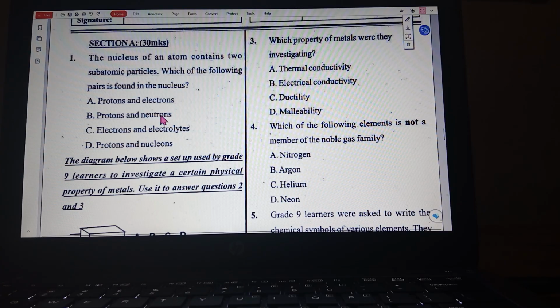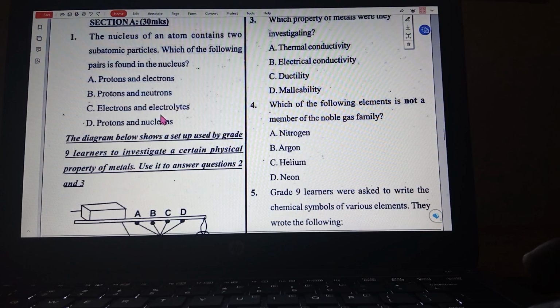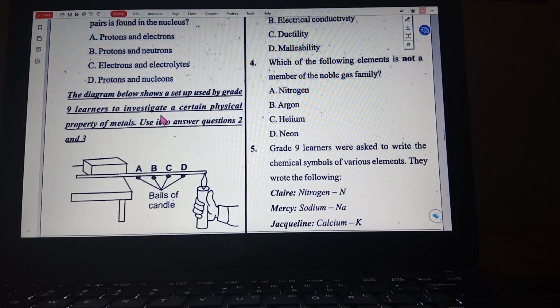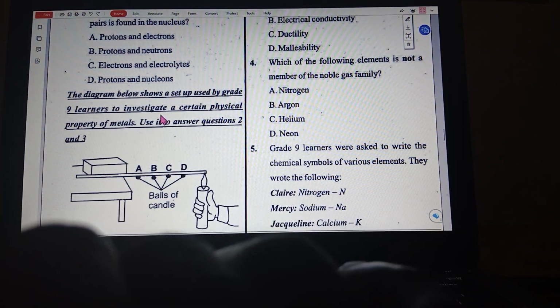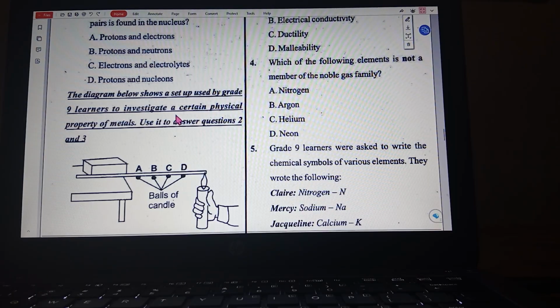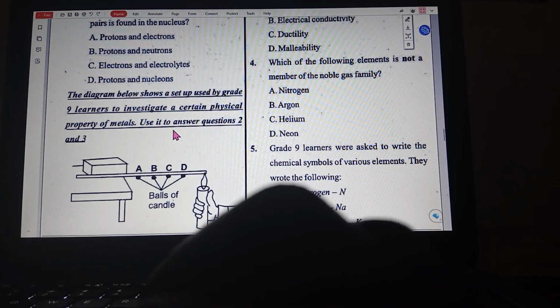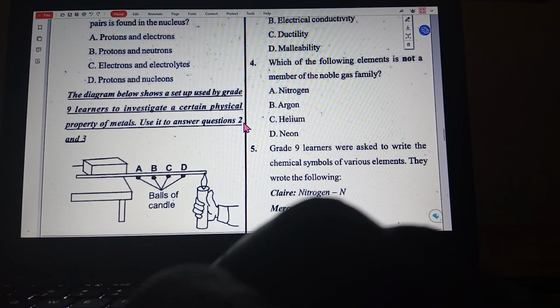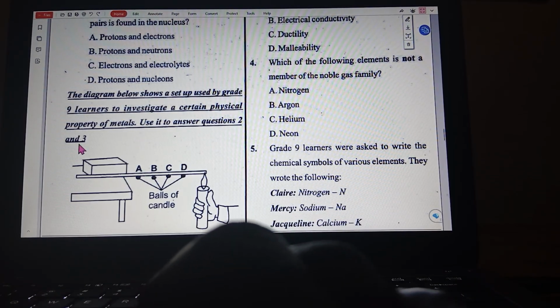Now let's move to question 2. So here is question 2. The diagram below shows a setup used by grade 9 learners to investigate a certain physical property of metals. Use it to answer question 2 and 3.